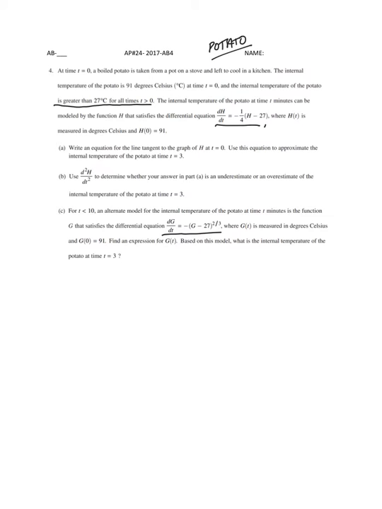All right. So part A says, write an equation for the line tangent to the graph of h at t equals 0. Use this equation to approximate the internal temperature of the potato at time t equals 3. So now they will ask us to write the equation of a tangent line for sure. So what we have to do is find the derivative of h when t equals 0. But when t equals 0, by this initial condition, h is 91. And it's strange, but the derivative function does not have a t in it. It just has it in terms of h. So we just substitute 91 for h, and the answer comes out to be negative 16.